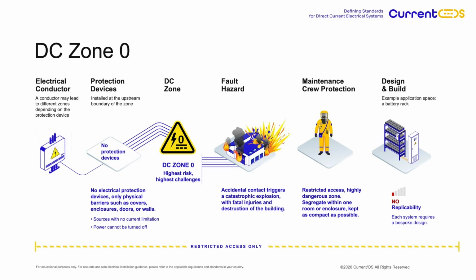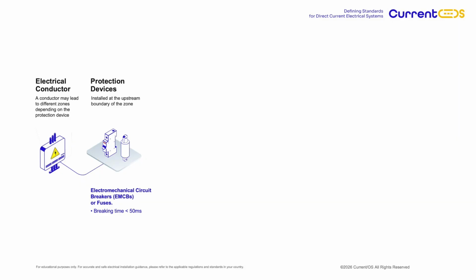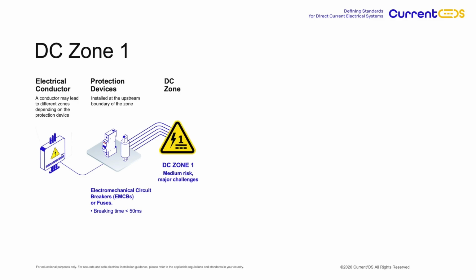From a design and build perspective, the system design is not readily replicable, in the sense that each system requires a bespoke design. To reduce the risk, a protection is introduced through a fuse or circuit breaker, with a response time of less than 50 microseconds. Beyond this fuse, the area becomes Zone 1.